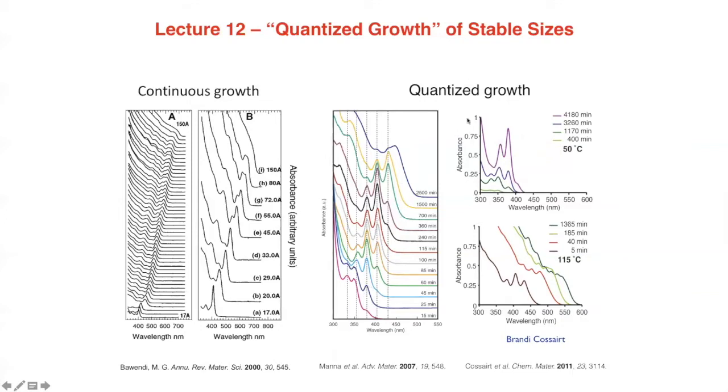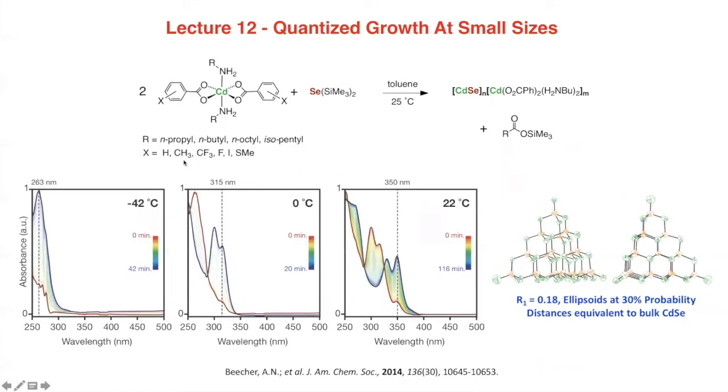And this has been dubbed quantized growth by my former postdoc, Brandi Cossairt. And Brandi developed conditions for studying the same kinds of reactions in a slightly different way. And so I'm showing you some of those results here. What Brandi did was to make cadmium benzoate with two amine ligands and then react it with bis-trimethylsilyl selenide. And that makes cadmium selenide. And actually, because this silicon selenium bond is quite labile, it's not a very strong bond.